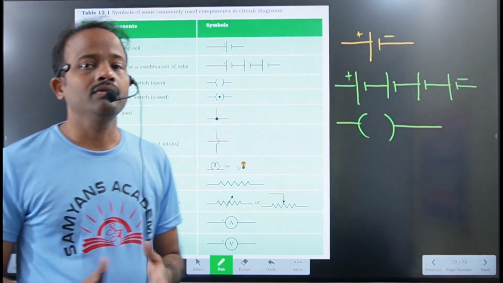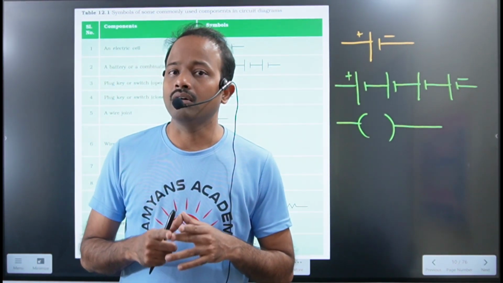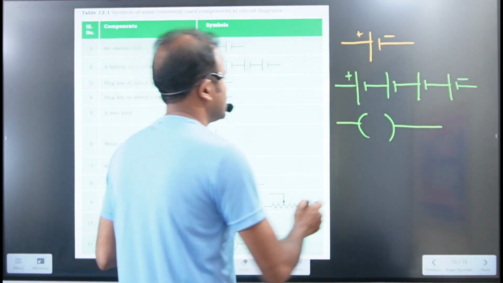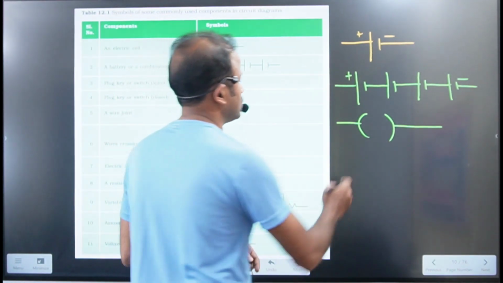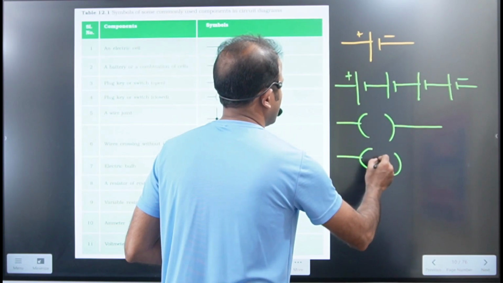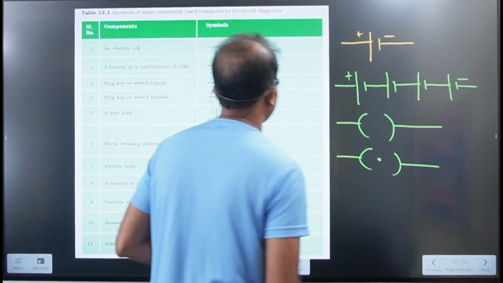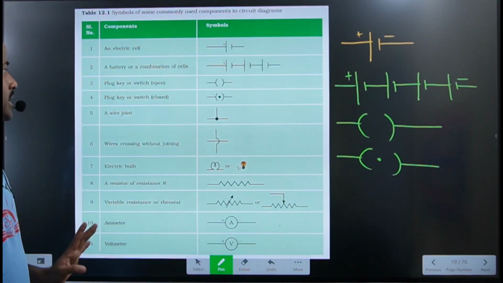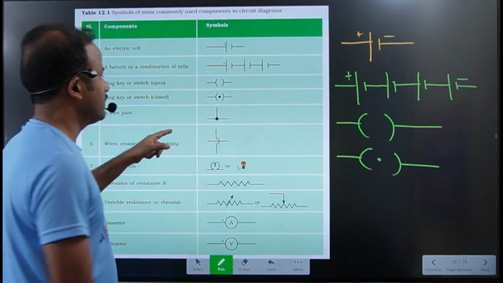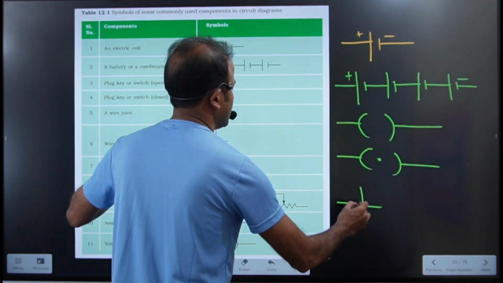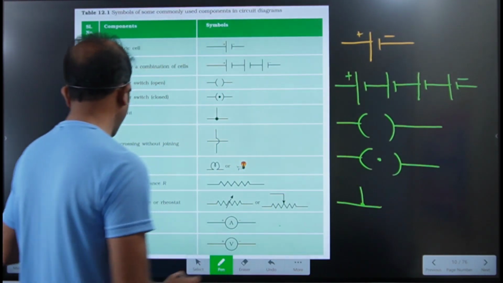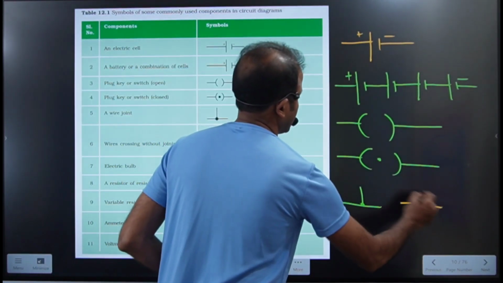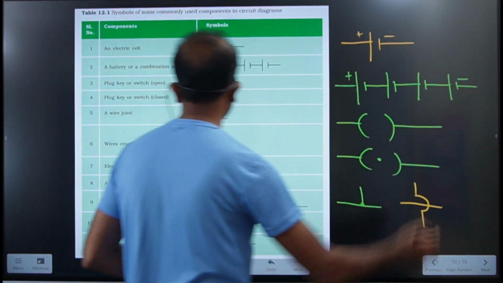If the switch is off, then you have to consider it as an open circuit. Then when will you consider a closed circuit? Closed circuit means you put a dot in between these two brackets, and this indicates the plug key or switch is closed. The wire joint we can indicate with this symbol, and a wire crossing without joining you have to indicate with this symbol.